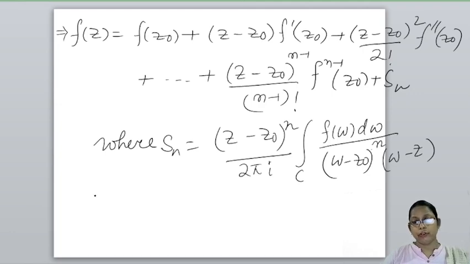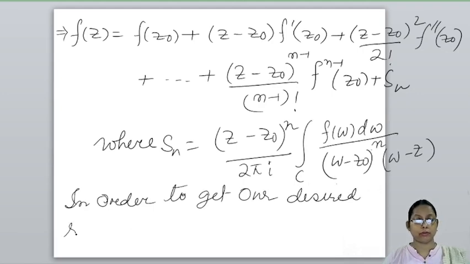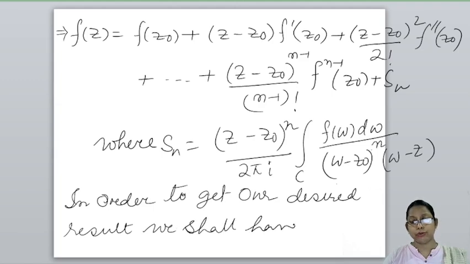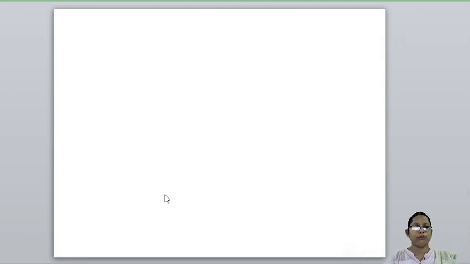In order to get our desired result, we shall have to show that S n tends to 0 as n tends to infinity.